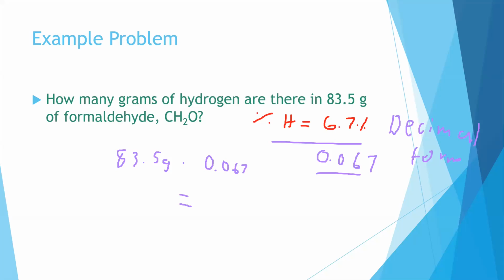And then once we do the calculations, 83.5 times 0.067, we get like 5.59 grams. So in an 83.5 gram sample, 5.59 grams are of hydrogen. So that's basically what it means.